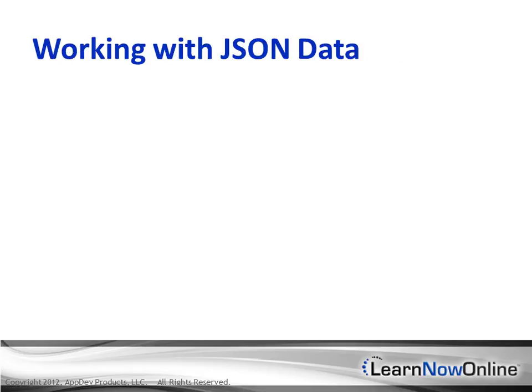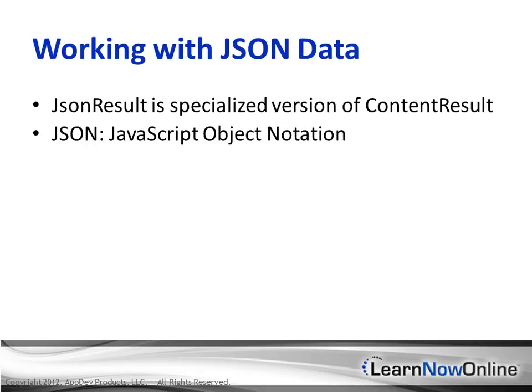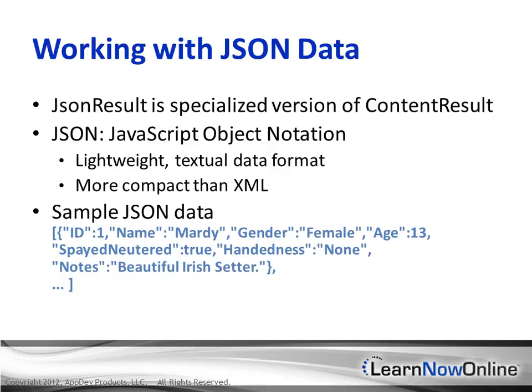When you're working with JSON data, the JSON result is a specialized version of the content result. JSON actually stands for JavaScript Object Notation. This is a lightweight textual data format, and this is obviously more compact than XML, as it doesn't have a lot of the open and close tags that XML does have. Here's a sample of some JSON data. Here you notice all the members are surrounded with double quotes, and they are separated from the value by a single colon. And the members are then separated by a comma.